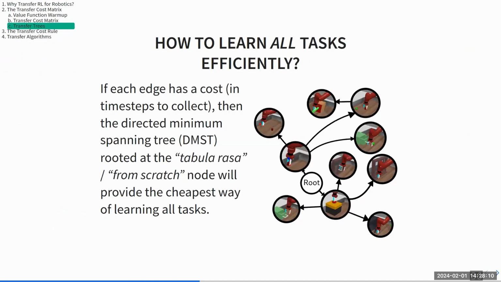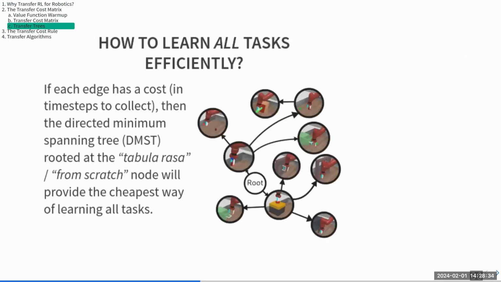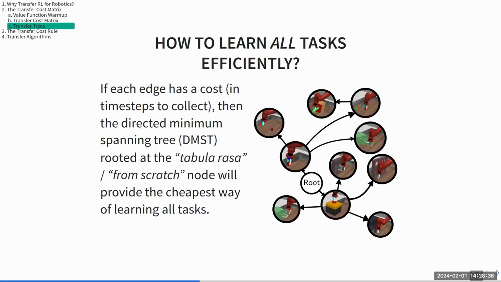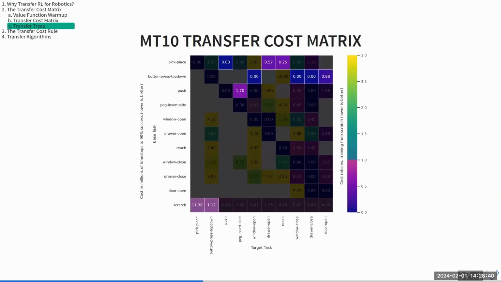So if we want to use this information directly to try to learn all the tasks, we can imagine extracting a tree from the transfer graph, where we root the tree at a from scratch node. In this case, the tree is just the directed minimum spanning tree of the transfer graph with the C(X,Y) edge costs. One of the optimal trees is this one. There's ambiguity because of the 0 cells. And the selected cells that we actually use are these things.